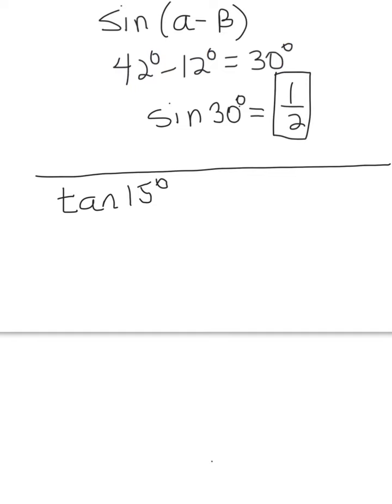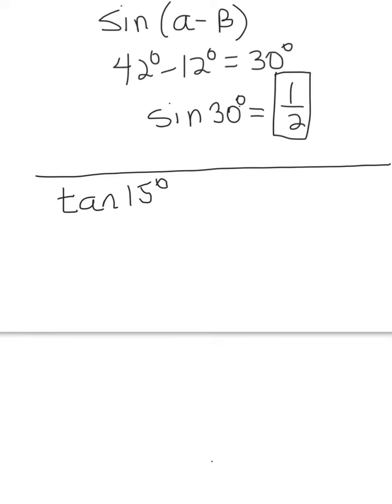Okay, let's do one more example. This one is not in your notes, but I would like to do an example of a tangent so that we can practice with the tangent formula as well. So let's find the exact value of tangent of 15 degrees. What two angles do we have in quadrant 1 or any of the other quadrants? It doesn't matter, but since 15 is a small degree measure, let's stick with quadrant 1.